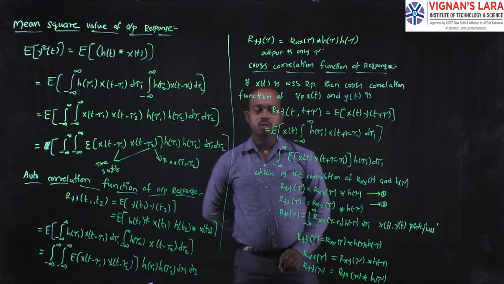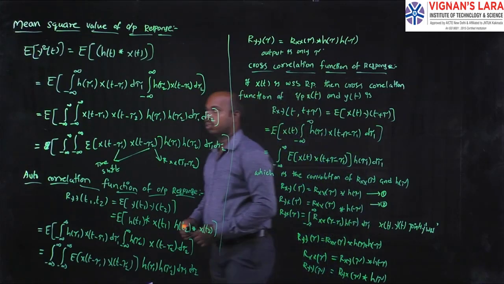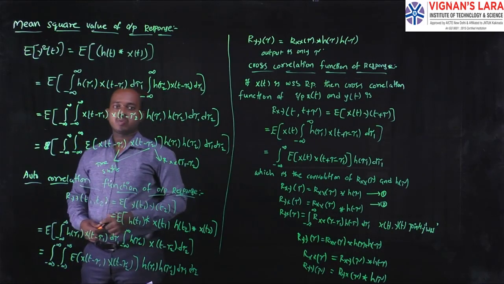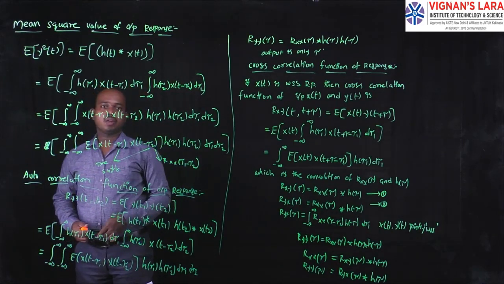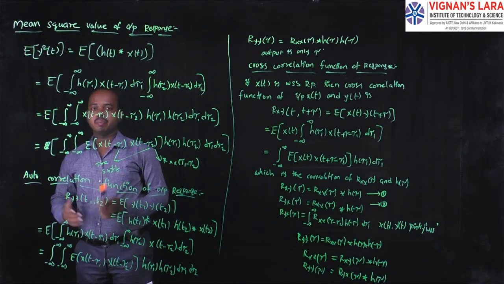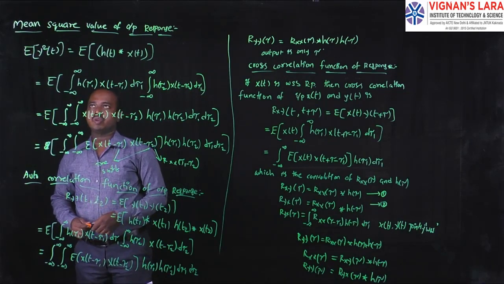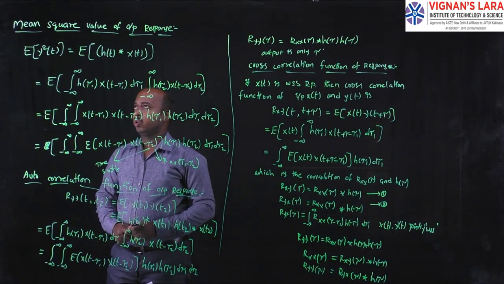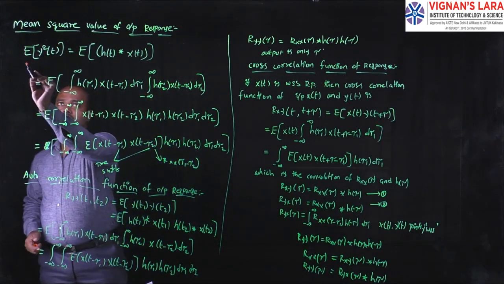Good morning students. Today in class we are going to discuss the mean square value of the output response. In the last class we saw the system response and how to give the mean value as the input. Today we will discuss the mean square value of the output response. For this we have to consider the expectation of y square of t.